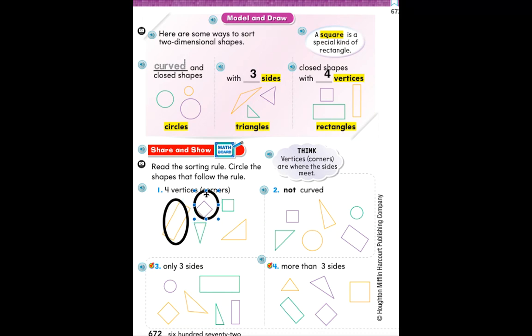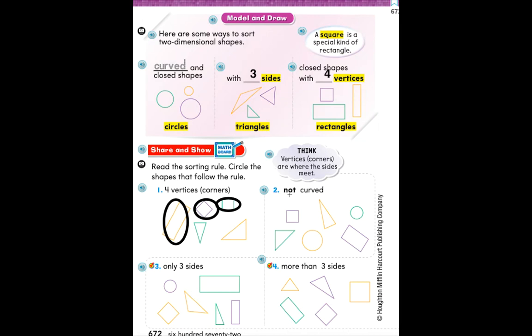So, square. Even this is a square, and a square has four vertices. So let's circle this square too. This is a triangle. It has three vertices, so we will not circle this.